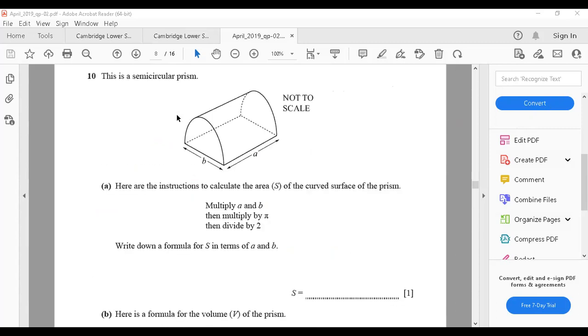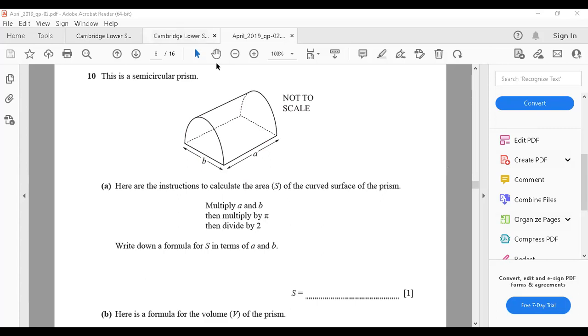Okay. Now this is a semicircular prism. Here are the dimensions. Calculate the area S of the curved surface of the prism. Write down the formula for S in terms of A and B. He said that to calculate the surface of the prism, I have to multiply A and B, then multiply by pi, then divide by 2.